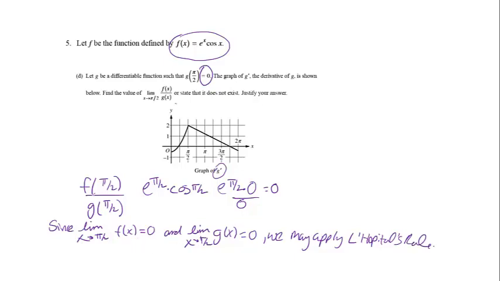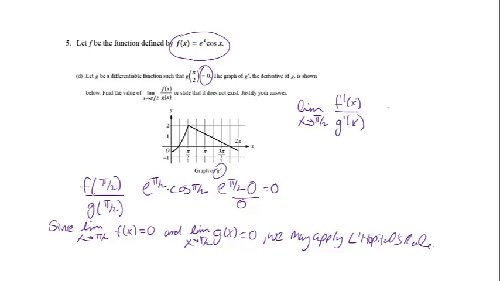Now I'm going to use L'Hopital's rule. So remember, for L'Hopital's rule, we're still going to have a limit, the limit as x approaches pi over 2. And now we just take the derivative of the numerator and denominator. The derivative of f is f prime. The derivative of the denominator is g prime. And now I'm all set to go ahead and do this.